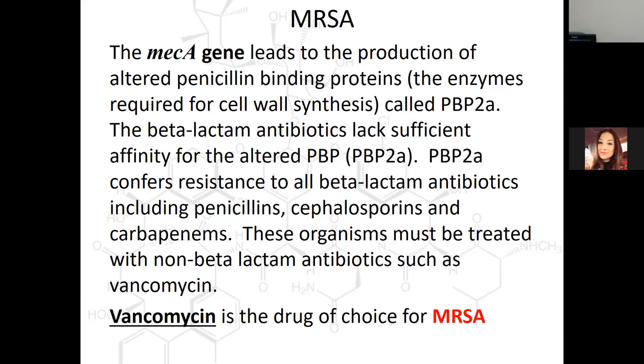Penicillin binds to cell walls and punches holes in them, okay? It deteriorates the cell wall and the bacteria dies. So penicillin's great for who? Gram positive. Okay? So we get these beta-lactam antibiotics, which is where I want you to circle these. Let's say I got penicillin, I got cephalosporins, and carbapenems. This organism now needs to be treated with a non-beta-lactam antibiotic, which is vancomycin.